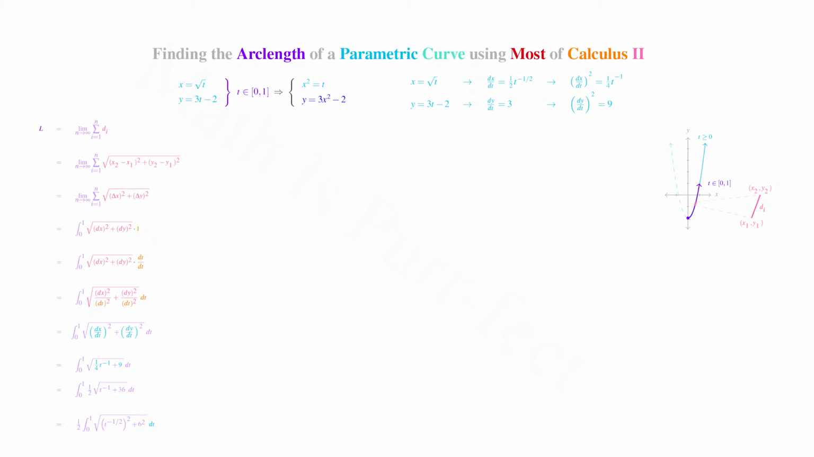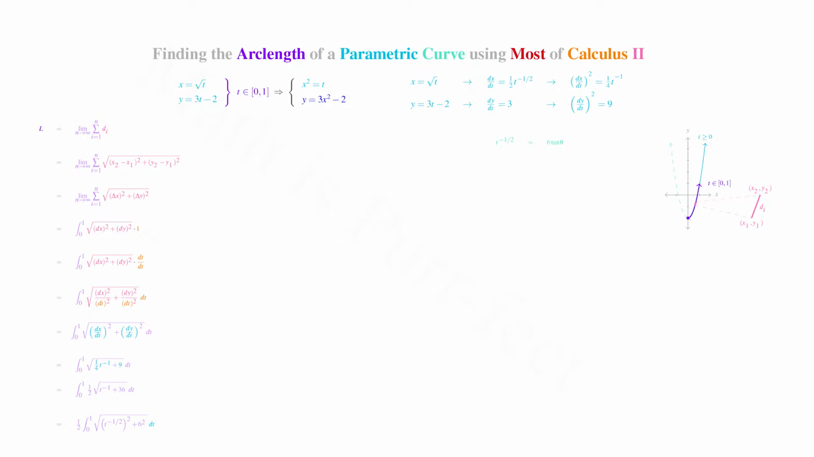I note that 36 is a perfect square, as is t inverse, namely they are 6 and t to the negative 1/2 squared, respectively. This is a sum of squares and hence indicates a trigonometric substitution of tangent. That is, we let t to the negative 1/2 power equal 6 tangent of theta, seen here on the right in light green.